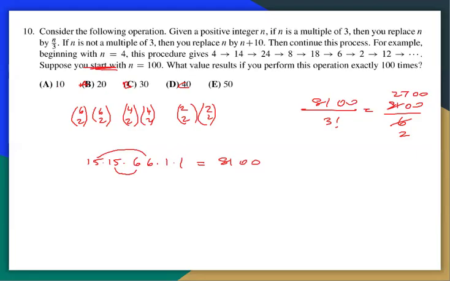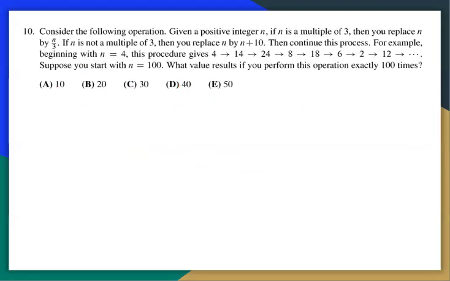So let's see the next one. Number 10 is interesting, but it's not really challenging either. We are given the following operation: given a positive integer n, if n is a multiple of 3, you replace that number by one third of it. If not, then you add 10 to that number. And you just keep doing this operation until you get a pattern.